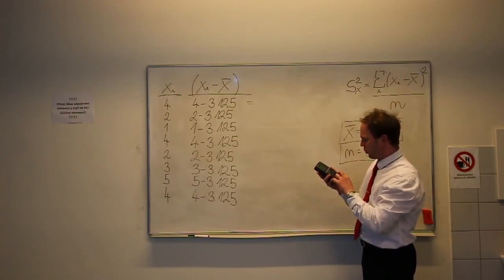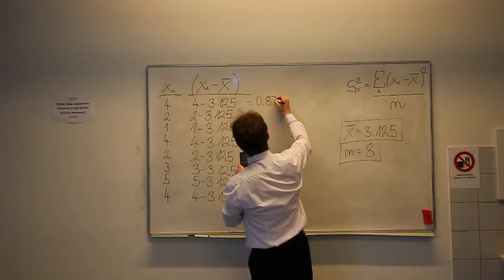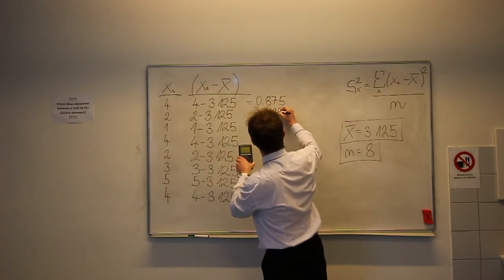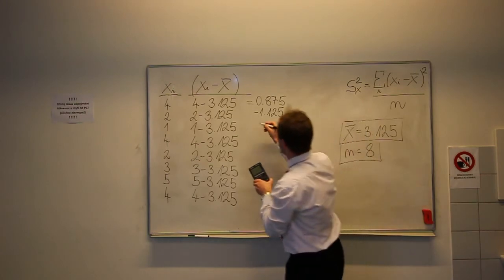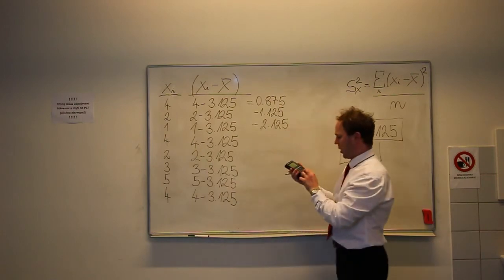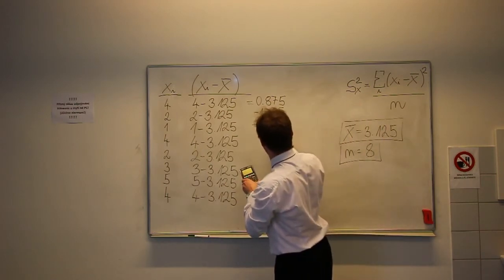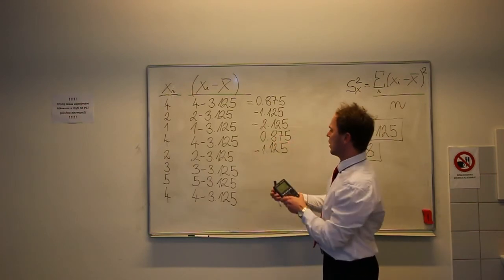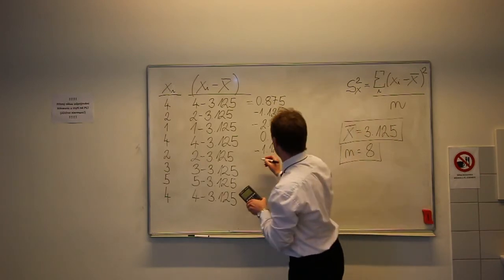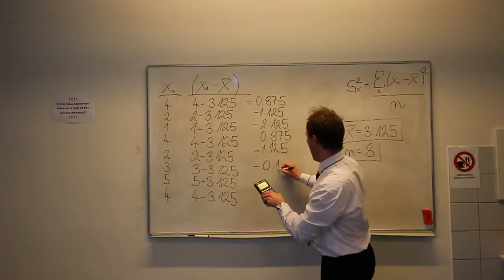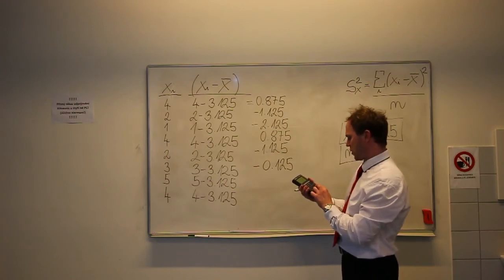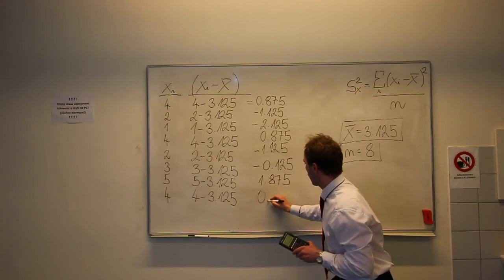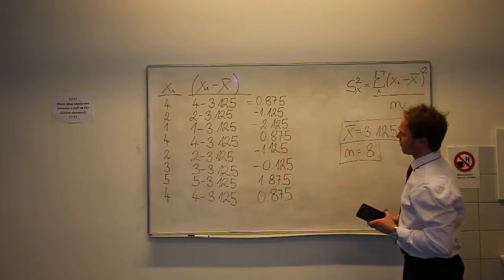4 minus 3.125 is 0.875. 2 minus 3.125 is minus 1.125. 1 minus 3.125 is minus 2.125. 4 minus 3.125 is 0.875. 2 minus 3.125 is minus 1.125. 3 minus 3.125 is minus 0.125. 5 minus 3.125 is 1.875, and finally we already calculated 0.875.